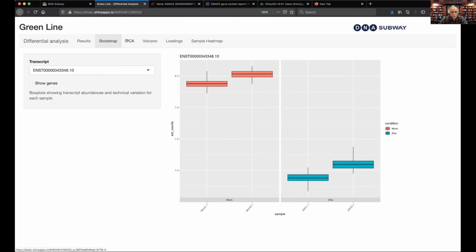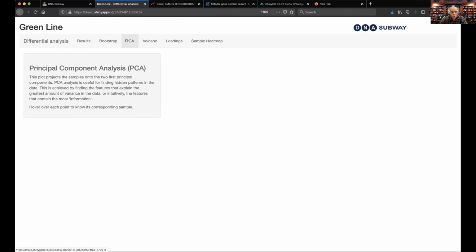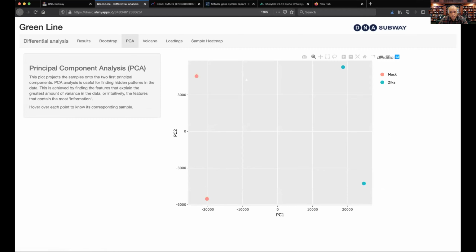There are some other things which I'm not going to go so much into for the sake of time today, but there's a principal components analysis, and what you're really looking to see there is that there's a correlation between, or that there is a grouping between the mock and the Zika samples. One thing was not an outlier.